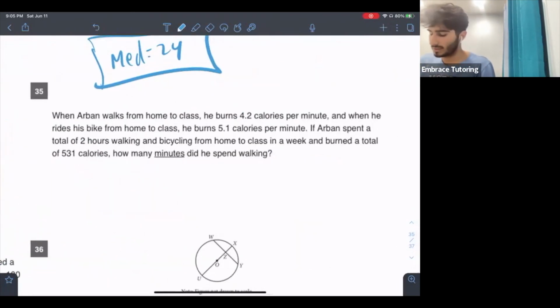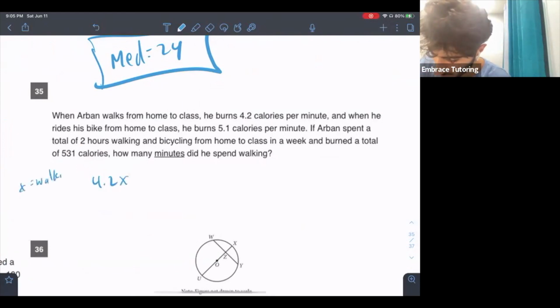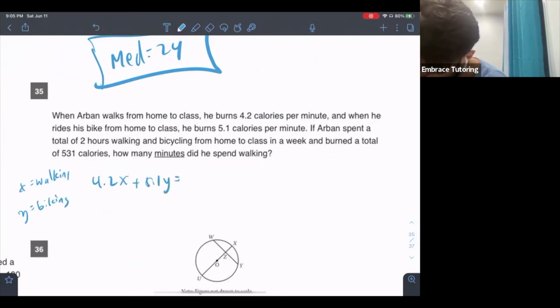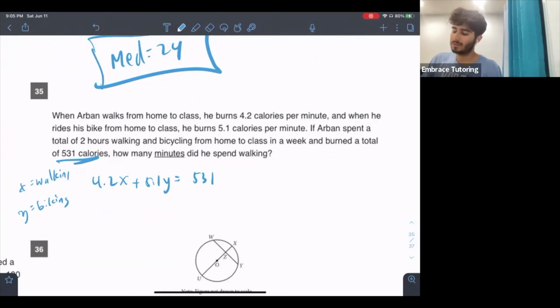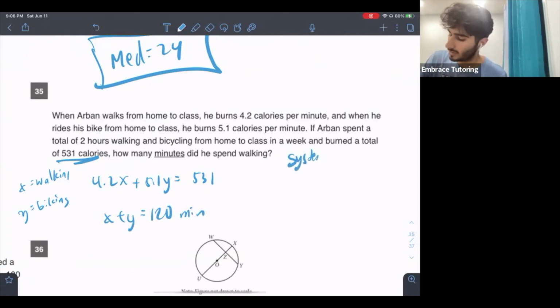When Arvin walks from home to class, he burns 4.2 calories per minute. So 4.2x, we can have x as walking. Y is biking, plus 5.1y is equal to a total of 531 calories, which you can see at the end. If Arvin spent a total of 2 hours walking and bicycling from home to class in a week and burned a total of 531 calories, how many minutes did he spend walking? X plus Y could be 120 minutes because everything is in minutes. And now you have a system of equations.